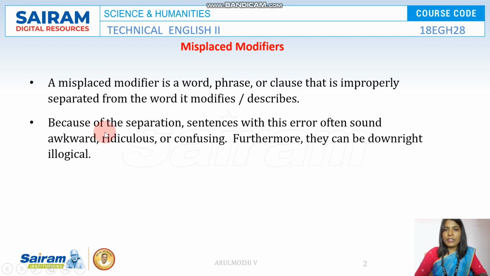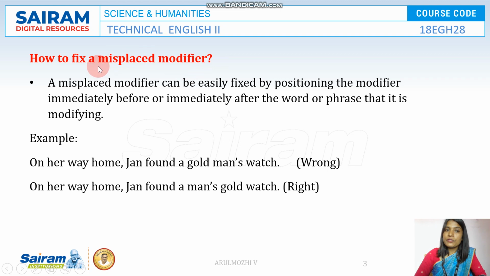So what happens if we misplace the modifiers? Because of this separation, the sentence with this error often sounds awkward, ridiculous, and confusing. Sometimes you won't end up having a clear idea out of the sentence. Furthermore, they are illogical. That is why we should not use misplaced modifiers. How to fix these misplaced modifiers? We can fix them by correcting the position of the misplaced modifier, right before the word or the phrase which it modifies.